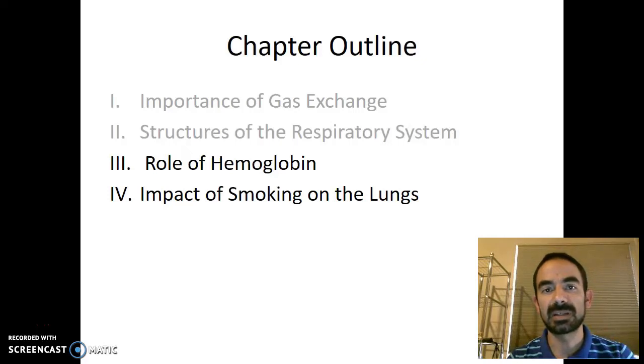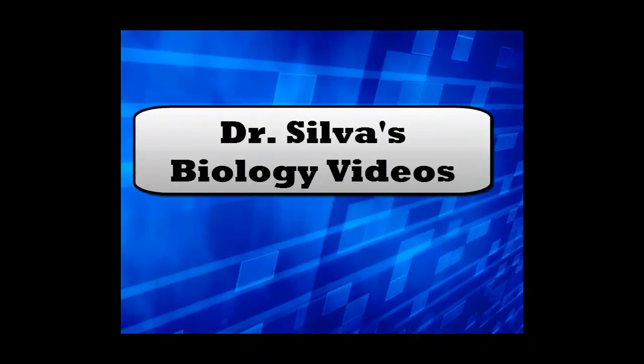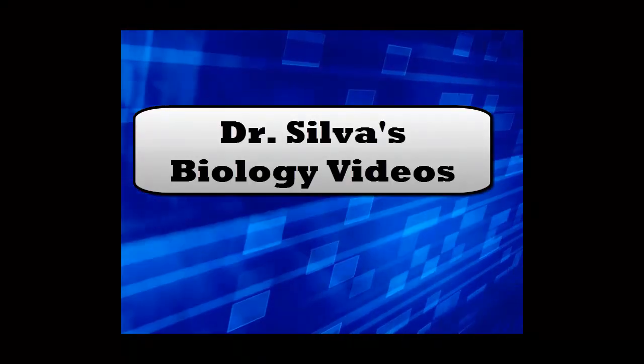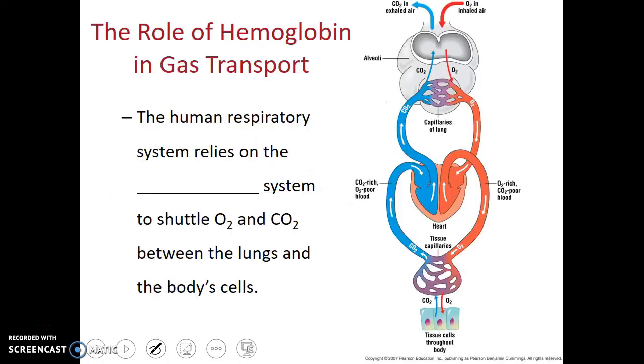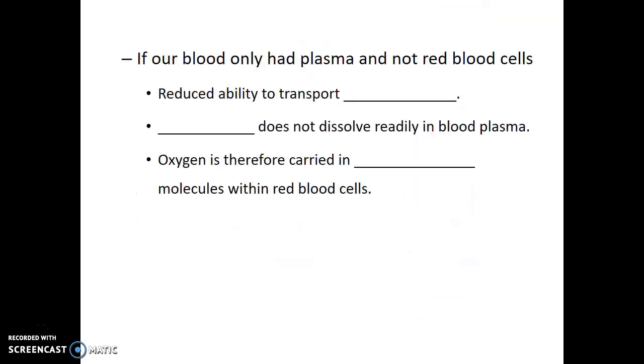In this video, we're going to talk about hemoglobin and also the impact of smoking on the respiratory system. The human respiratory system relies on the circulatory system to shuttle oxygen and carbon dioxide between the lungs and the body cells.